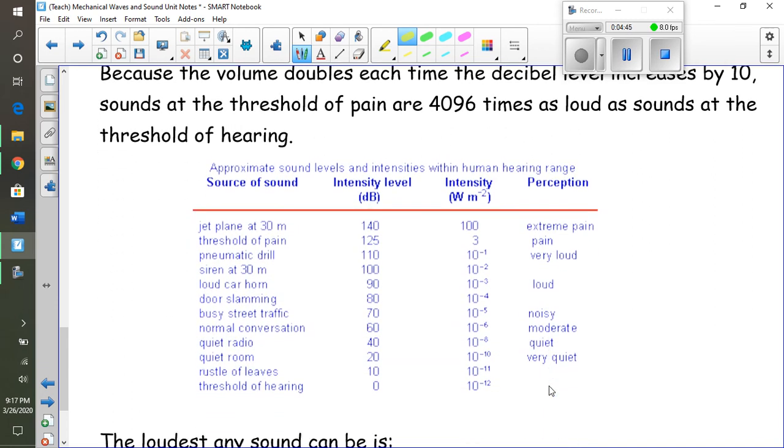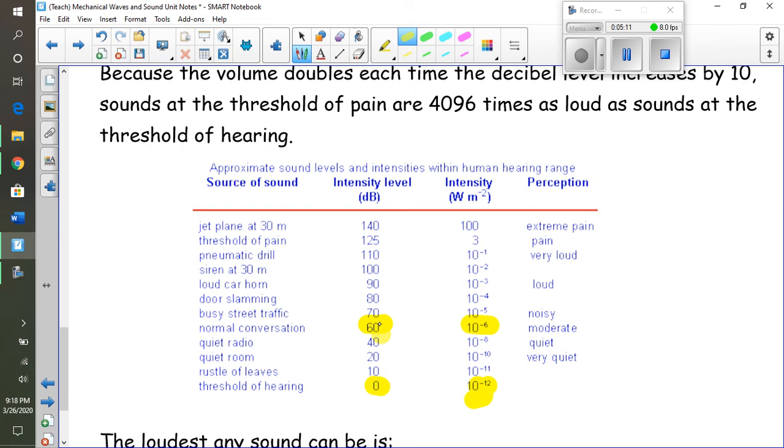And here is a chart, it's kind of handy here. We got the threshold of hearing all the way down here, and we see that its decibel level is 0. That kind of makes sense there. And then if I have something like a normal conversation, that's 1 times 10 to the negative 6. That works out to be 60 decibels. So 60 decibels, that's about conversation.